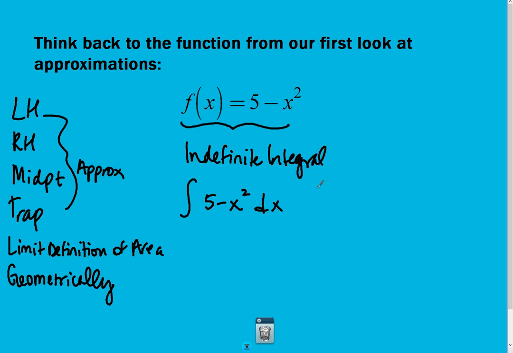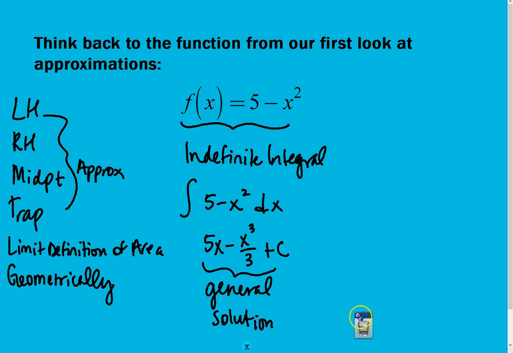If I go ahead and do the indefinite integral here, the antiderivative of 5 is 5x. The antiderivative of negative x squared is negative x cubed over 3. Then I always put plus c. My overall result here is what we call the general solution. The general solution would help me find the actual function that would fit a particular situation if I was given a specific value on the function in question.